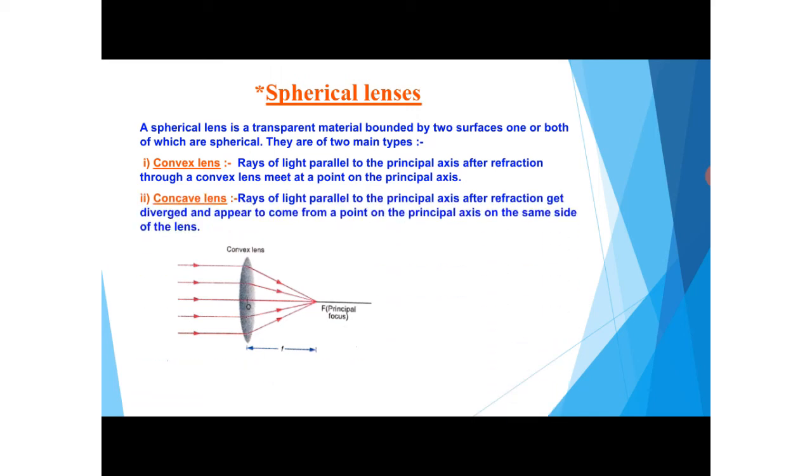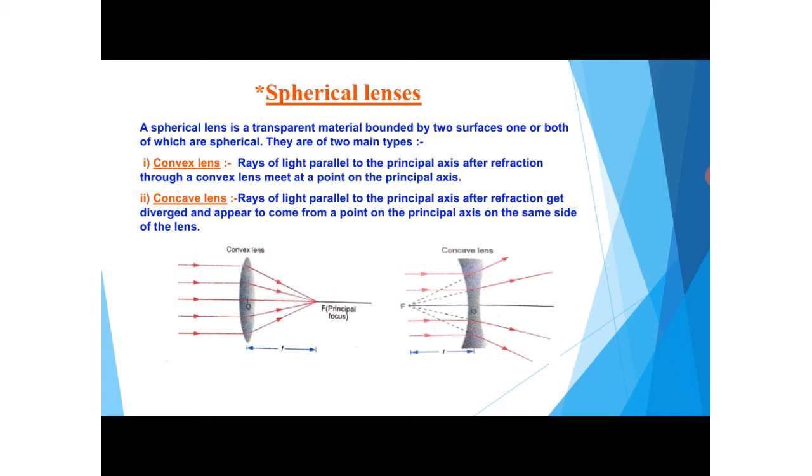In this case, the light rays are diverged after refraction. They are not meeting, they are being diverged. But when we produce these backward, they appear to meet at a point on the same side, and that point is known as the principal focus for the concave lens. As you can see from the figure, the light rays are coming from the left, they are parallel to each other. After being refracted through the concave lens, they are diverged, that is, they are going apart from each other, they are not meeting at any point.